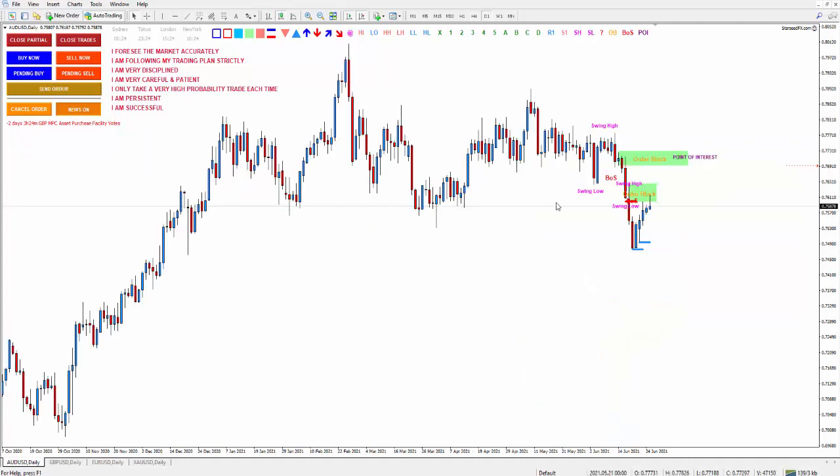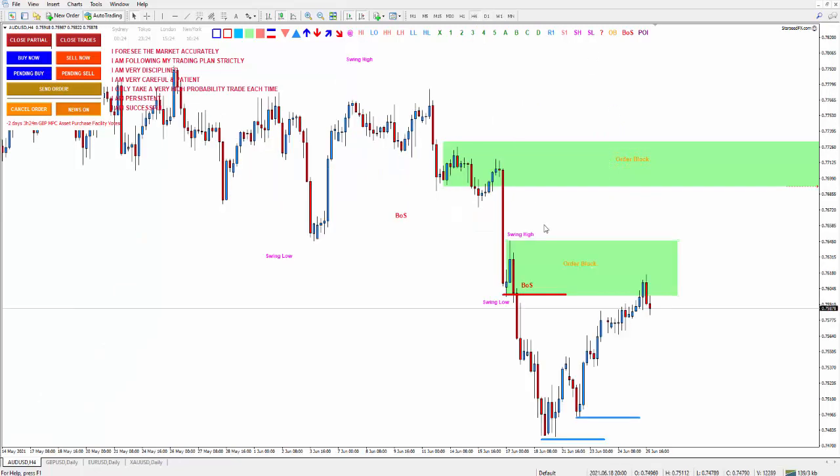Like for example, this is my order block from D1, right? And then you go to H4. Now take a look. As long as it is in the same zone, you can actually make it smaller. All right, you can do that. But let me tell you what I usually do. I seldom make it smaller or refine the order block.